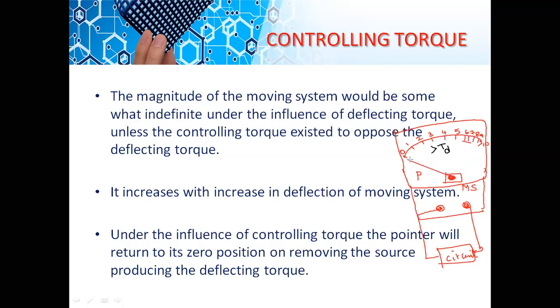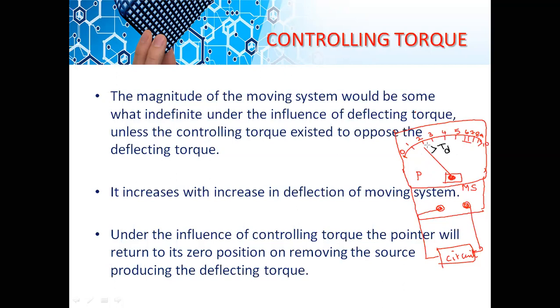So now when the pointer was showing 0 before applying any source of deflection, now after applying some source of deflection, say we are trying to measure the value of current. Now I'm giving the quantity to the meter. Then the pointer should be moving. Now, say we know the true value of the current, it is 2 amperes. So pointer should stop at 2 amperes. We are expecting that it should stop at 2 amperes. But without controlling torque, it cannot stop at this position. What it does is it will go on moving.